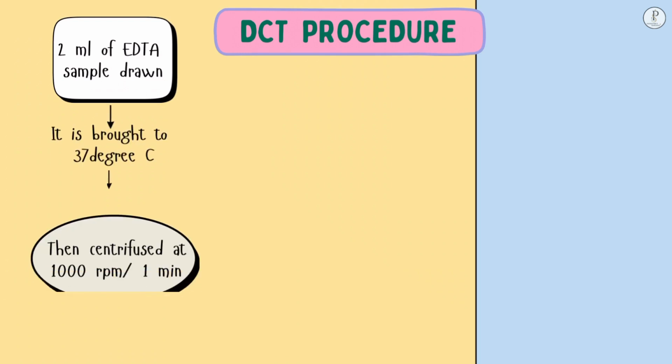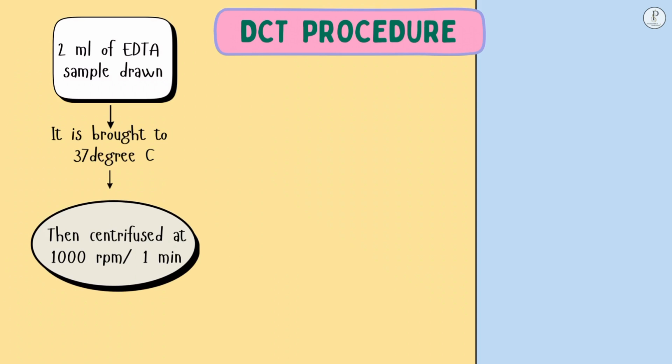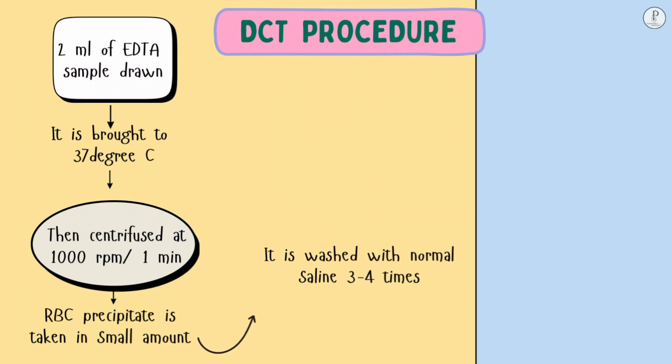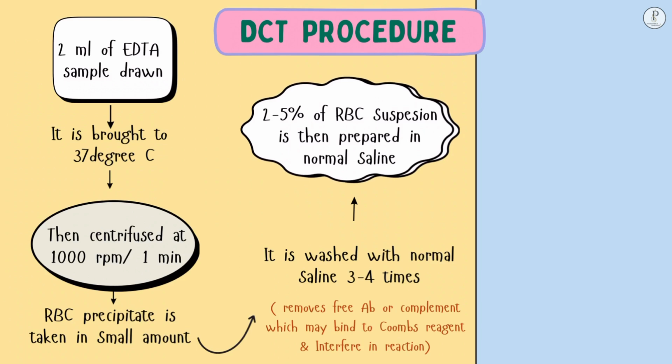DCT procedure. 2 ml of EDTA sample is taken. It is brought to 37 degrees Celsius temperature. It is then centrifuged at 1000 rpm per 1 minute. RBC precipitate is taken in small amount from this, which is then washed with normal saline 3 to 4 times. This is to remove free antibodies or complements that may bind to COOMBS reagent and interfere in reaction. 2 to 5% of RBC suspension is then prepared in normal saline.